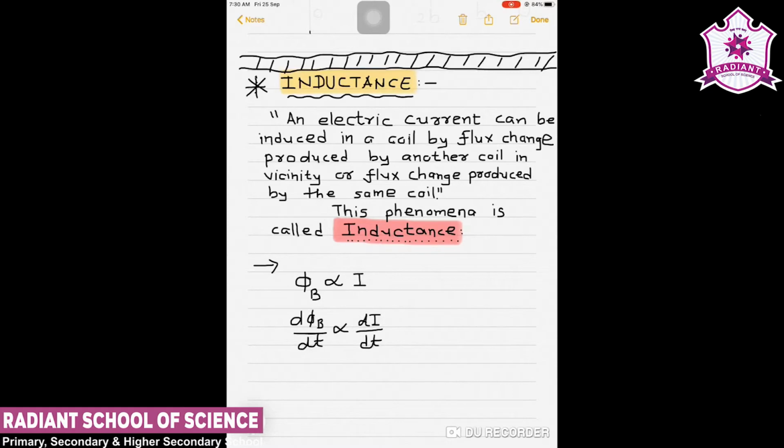So suppose a closely wound coil of capital N turns and the same magnetic flux is linked with all the turns. When the flux phi b through the coil changes, each turn contributes to the induced EMF. Therefore, a term called flux linkage is used, which equals N phi b for the closely wound coil.